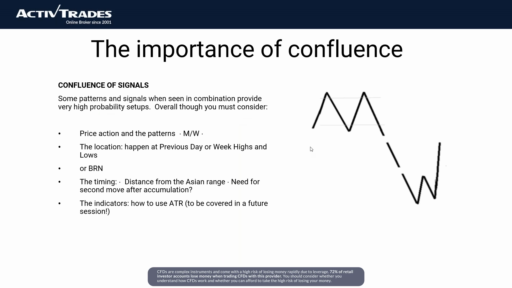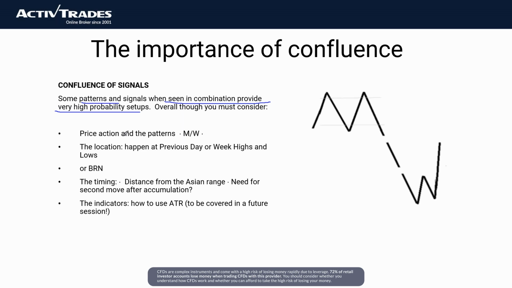Now, the important thing, and those of you who've joined me throughout all of these series will hear me talk about this, is that ideally what I'm always looking for is a confluence of events, where we get two, three, four things coming together at one time and place that give me an indication that there is a higher probability of price moving in one direction over another. That's it, just a higher probability, and that's enough. Some patterns and signals, when seen in combination, provide very high probability setups.